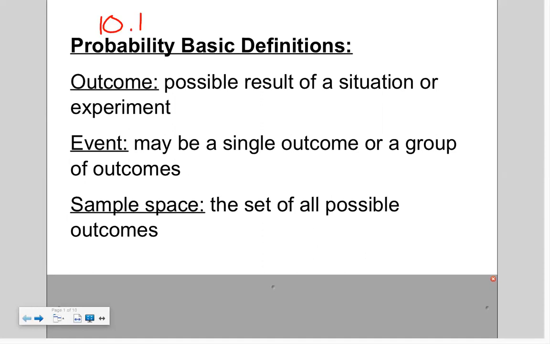And our sample space is the set of all possible outcomes. So flipping a coin, our possible outcomes are heads, tails. We roll a die, our possible outcomes are 1, 2, 3, 4, 5, and 6. Those would be our sample spaces for the event of flipping a coin or rolling a die.